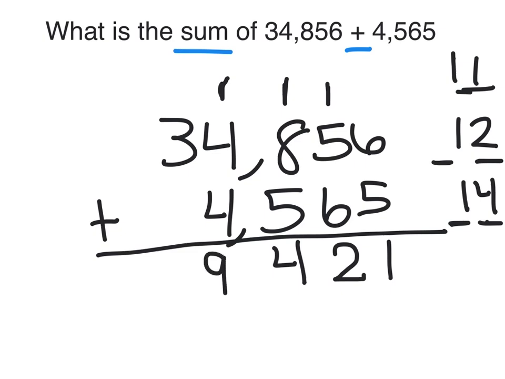Alright, and remember what I said? If there is no number underneath, you can just put a 0 to make it easier for you to see. Alright, and 3 plus 0 is the same as 3. Alright, I went ahead and solved it, and I have 39,421.